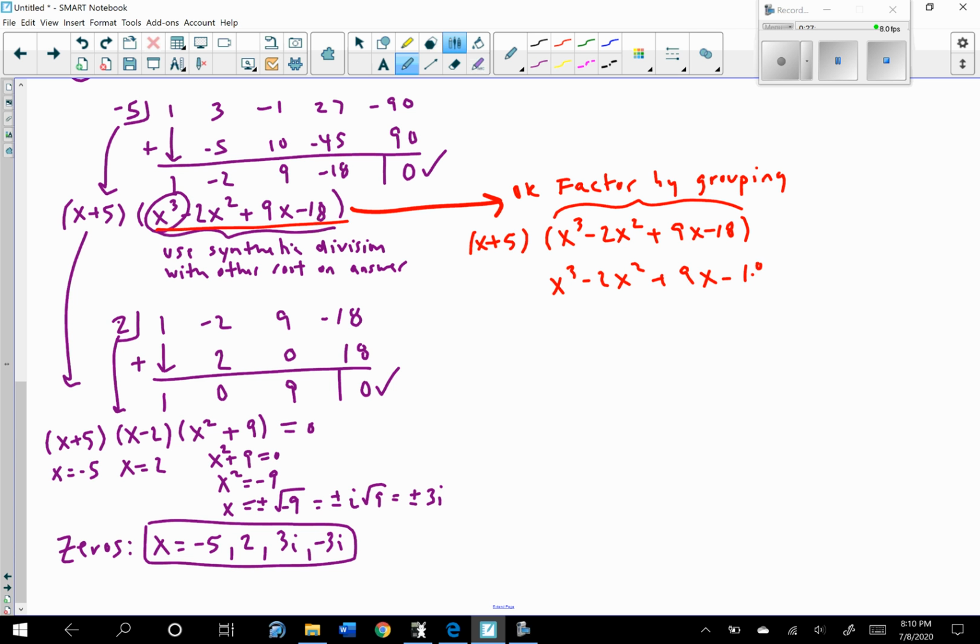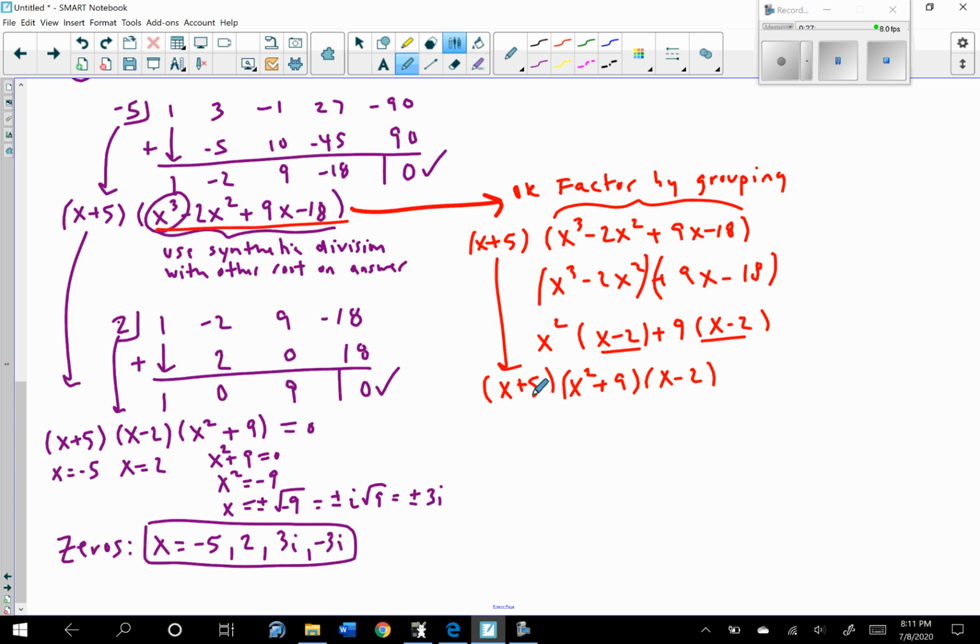And that works for 4 terms. We group the first 2 and the last 2 terms, take out the GCF. So that gives us x minus 2. Same thing over here. The GCF is 9, and that gives us x minus 2. Because these are the same, we can group them together. So that becomes x squared plus 9 times x minus 2, and then you bring down the x plus 5. Notice that this factored form is the same as what we got over here when we did the synthetic division. It's just another way of factoring.